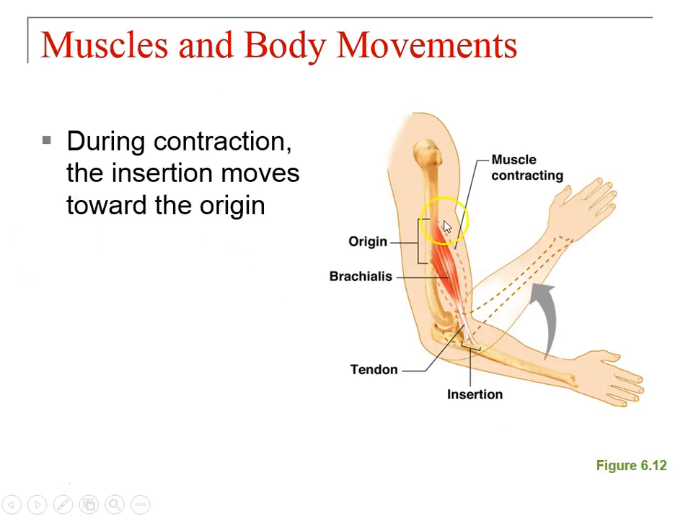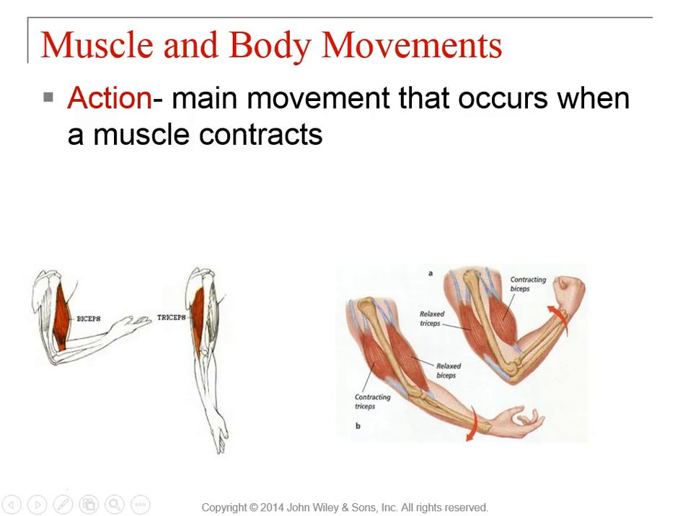And here's a nice view. Brachialis connects to the ulna and does the same thing. The type of movement that the muscle causes is called the action. So every muscle has an origin, an insertion, and an action. In this case, the movement that we've been looking at is a flexion. When these muscles contract, like your biceps brachii, it decreases the angle here. That would be a flexion.